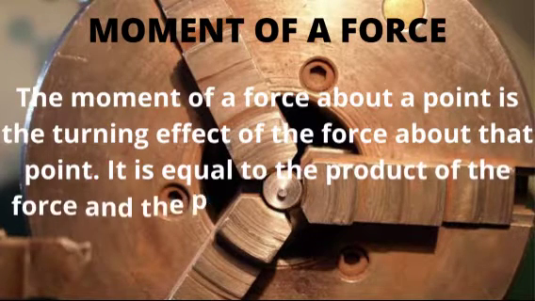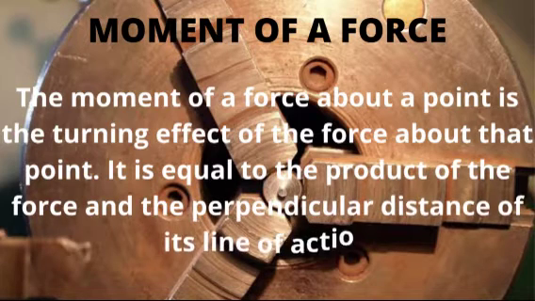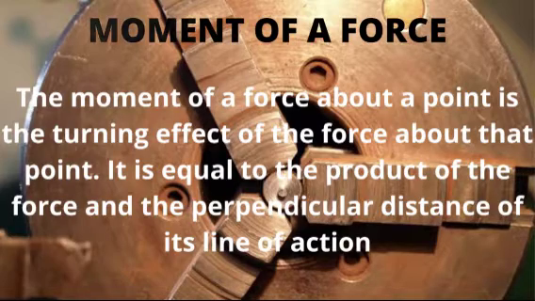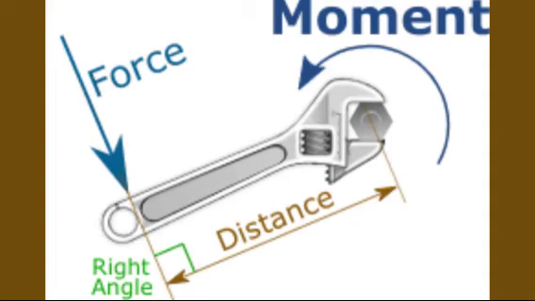The moment of a force about a point is the turning effect of the force about that point. It is equal to the product of the force and the perpendicular distance of its line of action. That means that when we talk of moment, we are talking of a force acting on an object, causing the object to rotate or go round. Like the example we have now, the direction of the point of application of the force on the handle of this object causes it to go round, to rotate at a particular point.